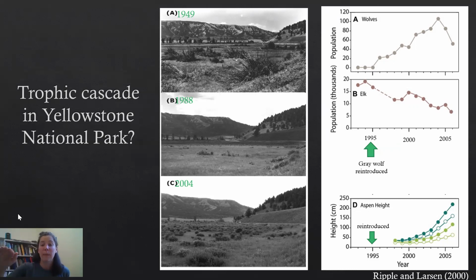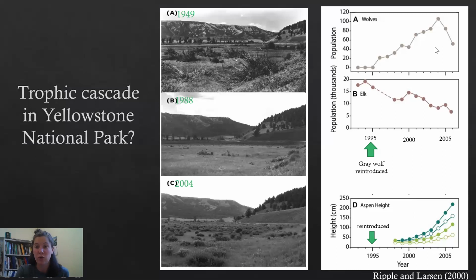As we see the wolf population start to increase, let's look at 2000. In the year 2000, we had about 40 wolves in the park. Our elk population started to decrease a little bit. Now we're at about 14,000 or so. All right, and then we can look at our aspen height. Our aspen height in about 2000 is about 50 centimeters. So we're starting to see a little bit of an effect, but really not that big yet.